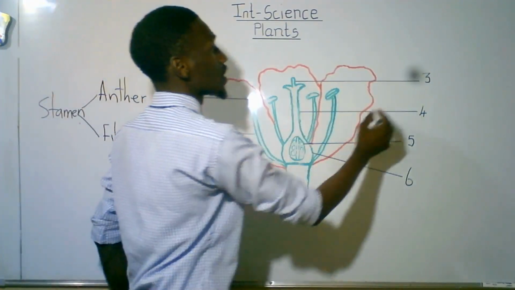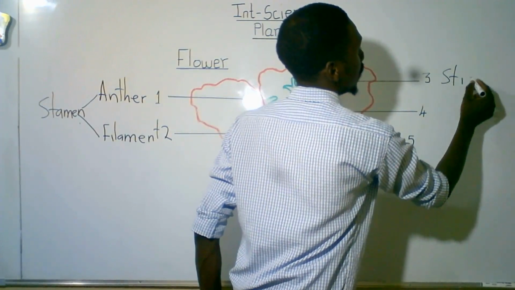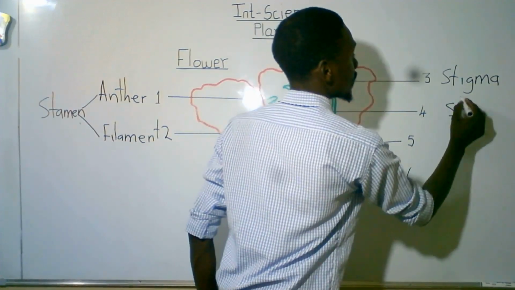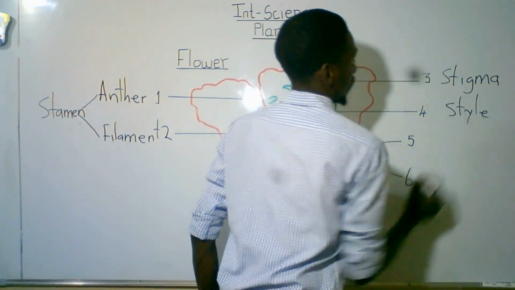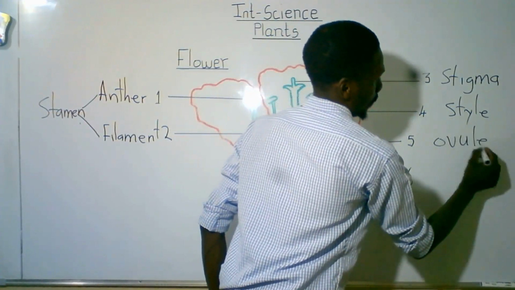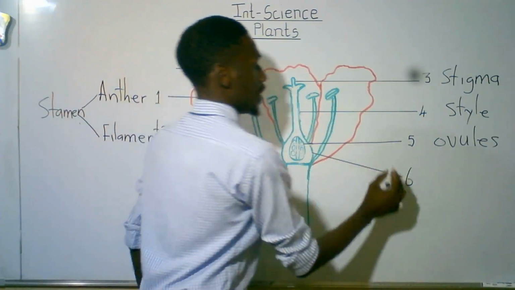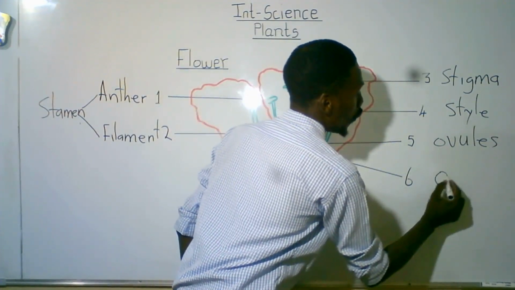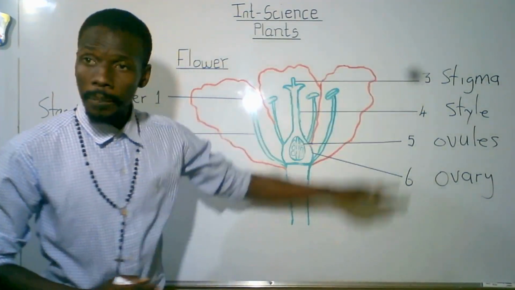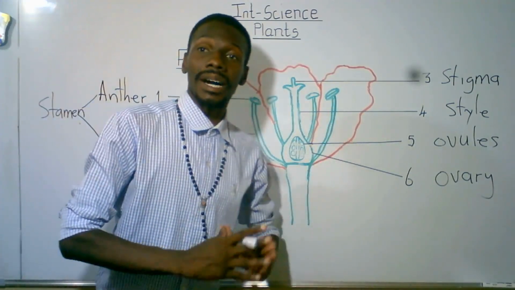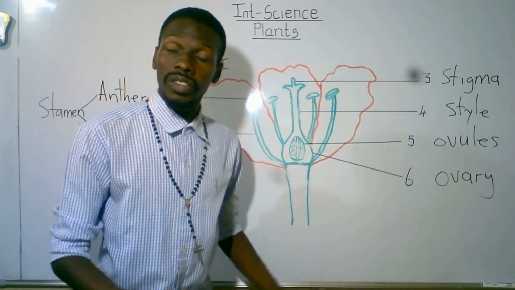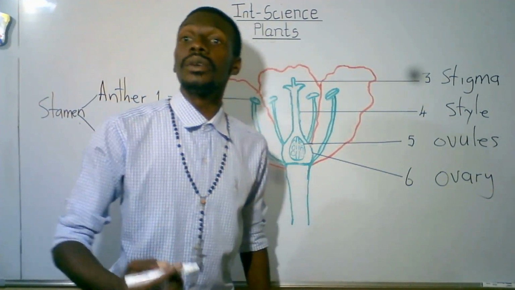Part 3 is known as the stigma. Then part 4 is known as the style. Part 5 are the ovules. Then we've got the ovary. So these four parts make up the female part of the flower. The collective term for the female part of the flower is the pistil or carpel.